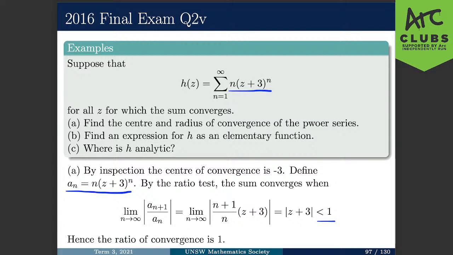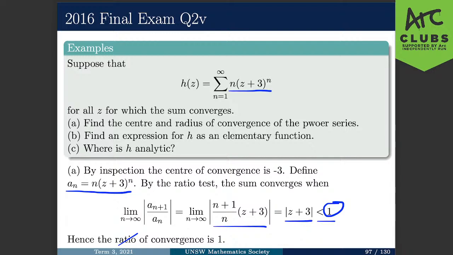So if I just sub in a_{n+1} divided by a_n, and then evaluate the limit as n goes to infinity, then I will get the modulus of z plus 3. So we know that this power series would converge if this is less than 1. And so the radius of convergence would just be 1. Or in some other example, maybe you have (z plus 3) divided by 2, then in that case, the radius of convergence would be 2.